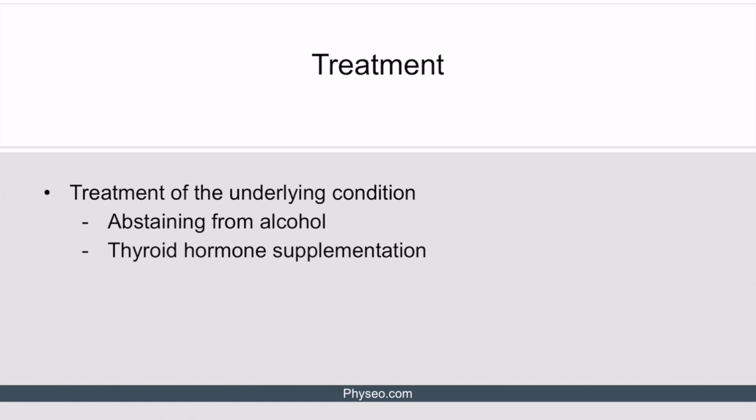Finally, let's cover the treatment. It's important to treat the underlying condition. So for example, in the case of alcoholism, this would mean abstaining from alcohol. And in the case of hypothyroidism, it would mean thyroid hormone supplementation.